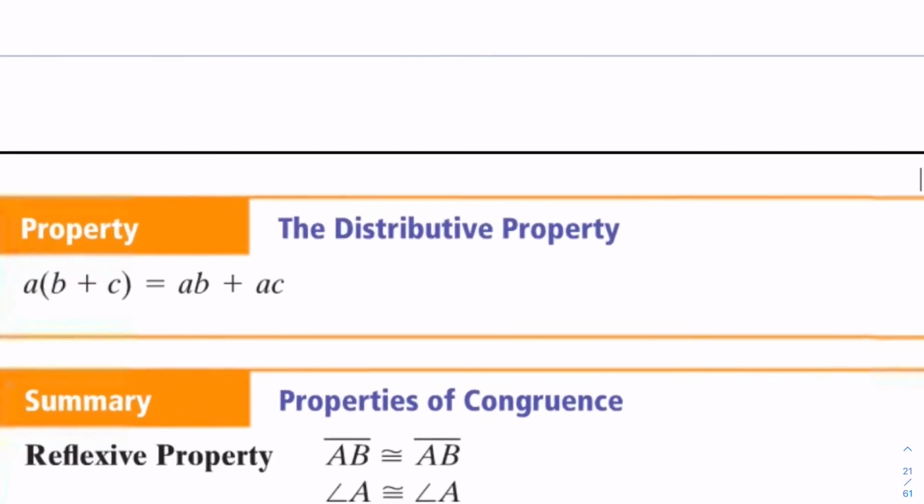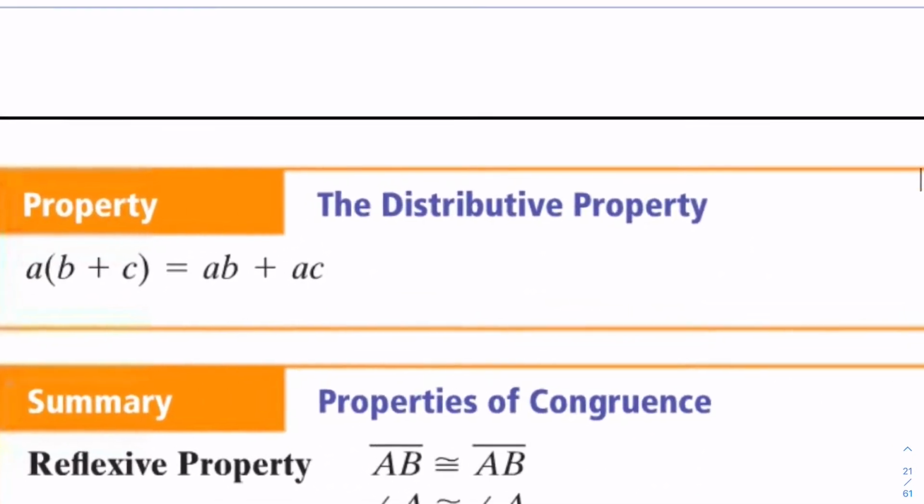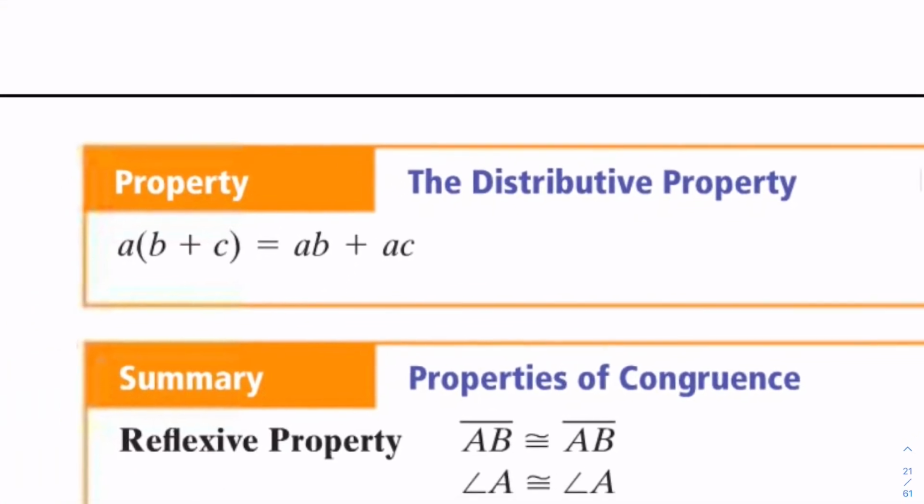We also have, don't forget, the distributive property. This, again, is not of equality. You can either, here for this one, A times B is AB, and A times C is AC. So this is AB plus AC. I'm sure you've done this before. You've used the distributive property many times. All right. So that's your AB and AC.